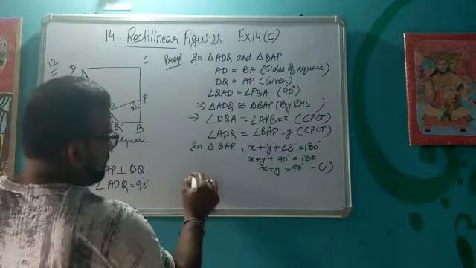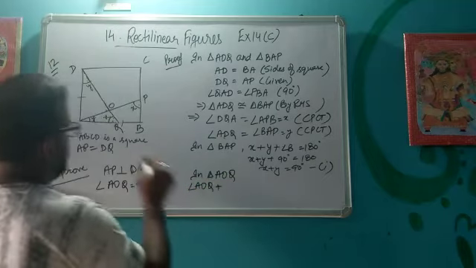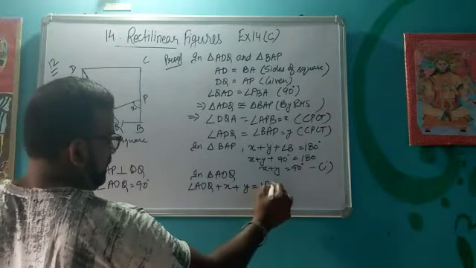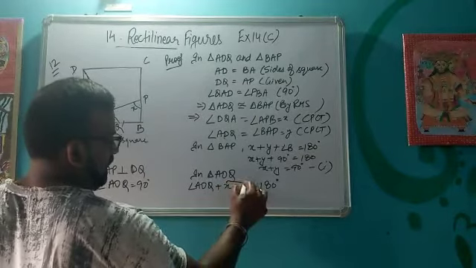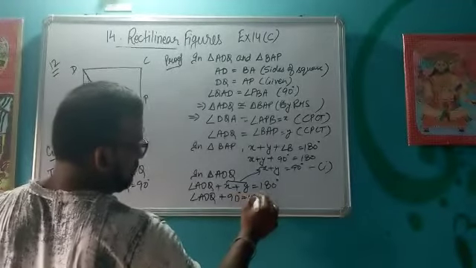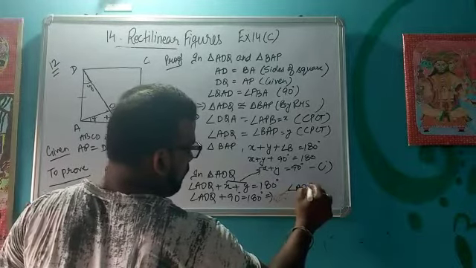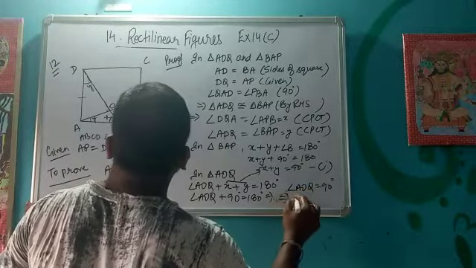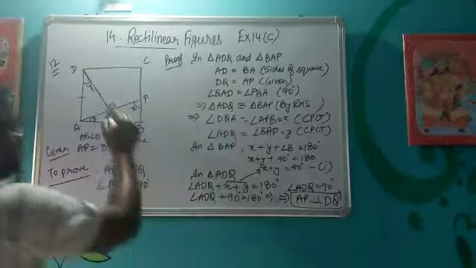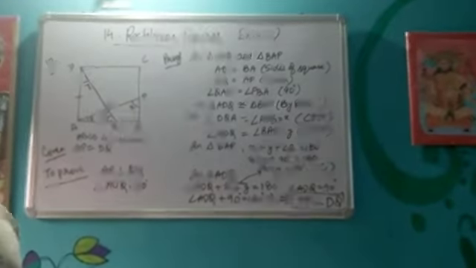Now I will take triangle AOQ: angle AOQ plus X plus Y is equal to 180 degrees. And what is X plus Y? X plus Y is 90 degrees. So we will substitute the value. So from here we will get angle AOQ equal to 90 degrees. So we can say that AP is perpendicular to DQ. Since this angle is now 90 degrees, we can say that AP is perpendicular to DQ.